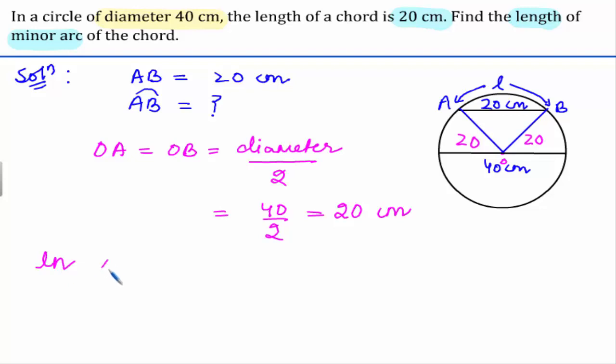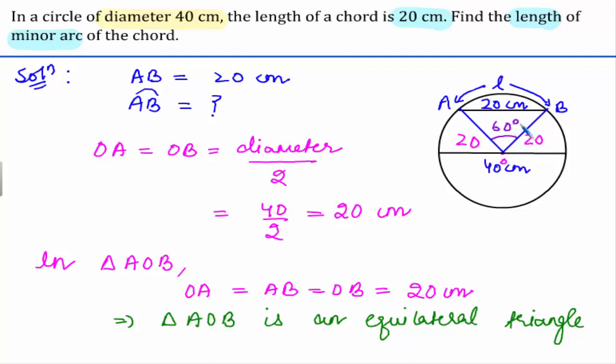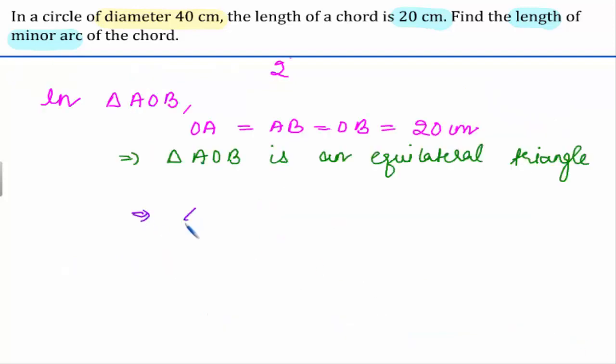Now we see that in triangle AOB, OA is equal to AB is equal to OB is equal to 20 centimeters. This implies that triangle AOB is an equilateral triangle, right? And we know that in an equilateral triangle, the measure of each angle is 60 degrees. Therefore, this angle is 60 degrees. This implies that angle AOB is equal to 60 degrees.